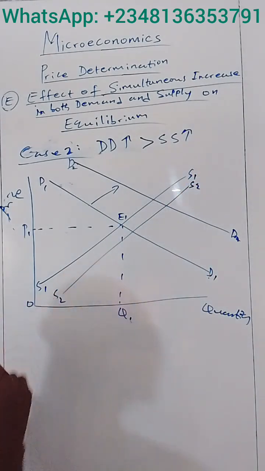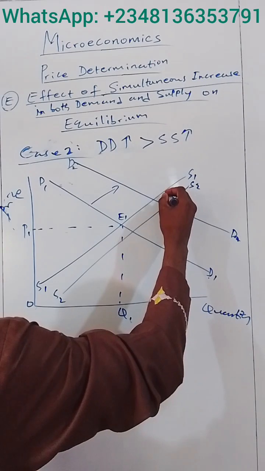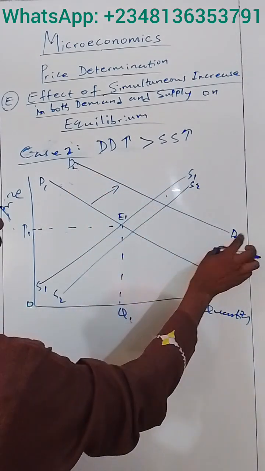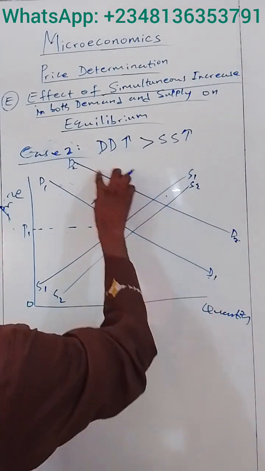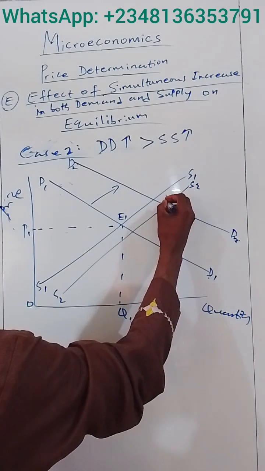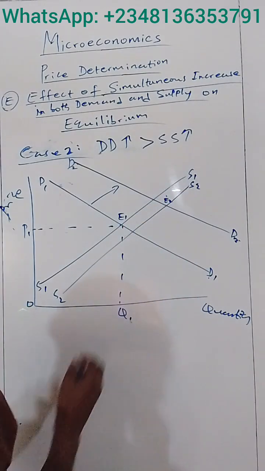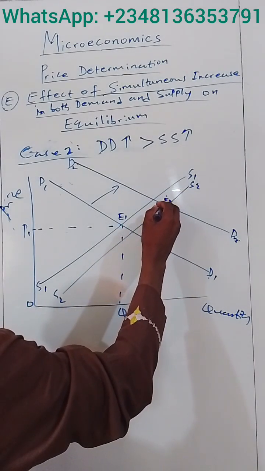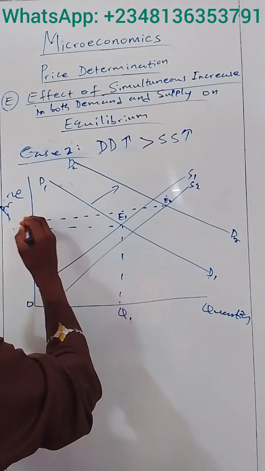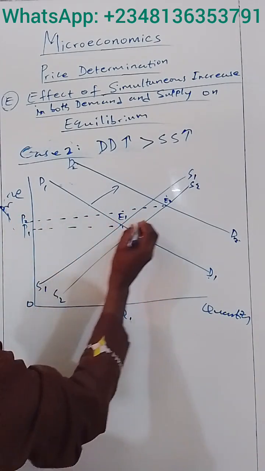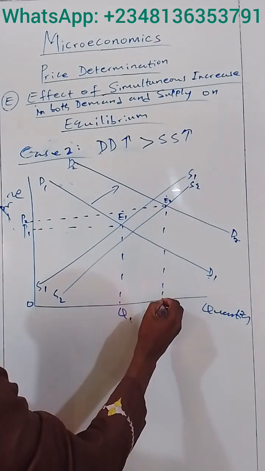Let's say this is S2. Now we have a new equilibrium here, because the new equilibrium is where the new demand curve and the supply curve meet here. So let's call it P2. Now we can trace this. So we have P2 here, then let's call this Q2.